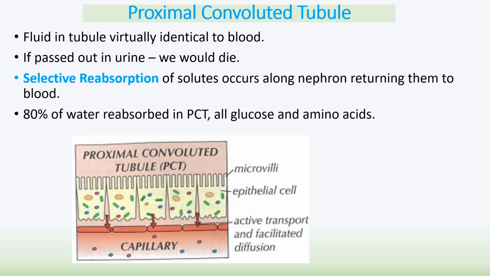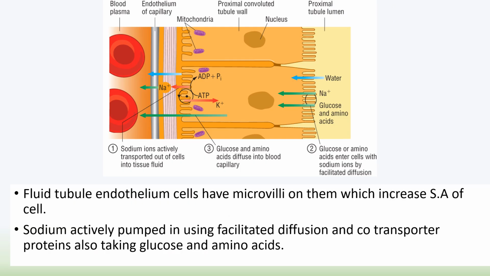So once we get into the proximal convoluted tubule, the fluid at the minute is virtually identical to the blood. You cannot afford to lose all the glucose, amino acids, and things that are in this fluid, so we have to reabsorb them in selective reabsorption. 80% of this occurs in the proximal convoluted tubule, and all glucose and amino acids should be reabsorbed here from the proximal convoluted tubule into the blood capillary using a mixture of active transport and facilitated diffusion.